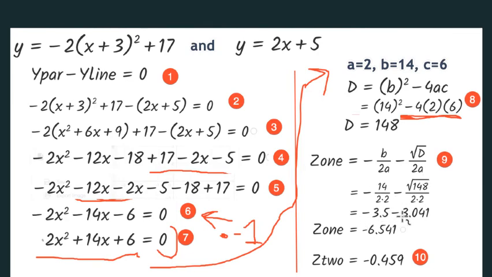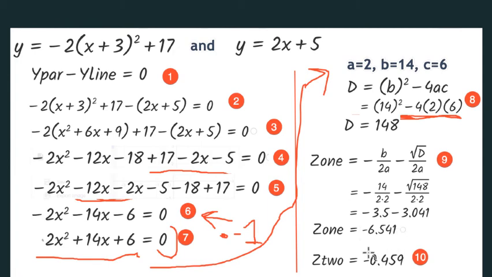I get negative 3.5 minus 3.041. If I simplify that, I get negative 6.541. Now, that's the furthest to the left of the intercepts, okay, intersection points. That's the x value. Z refers to an x value.